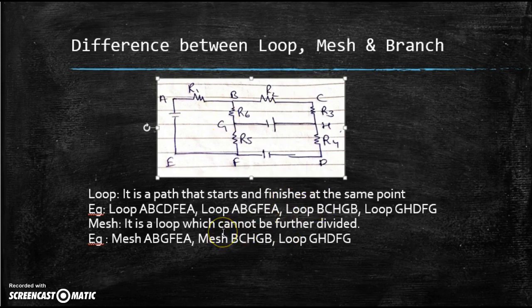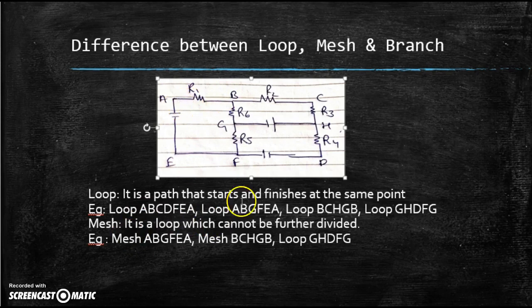Now what is the difference between a mesh and a loop? A mesh is very similar to a loop, but it cannot be further subdivided. A loop, as you have seen, A, B, C, H, D, F, E, A, can be further subdivided into other sections, like over here this one, then followed by this is another loop, this is another loop. But a mesh cannot be subdivided into any other format.